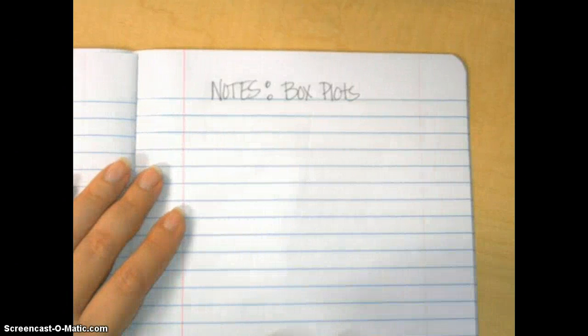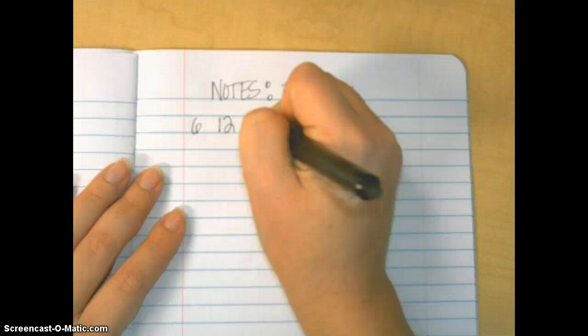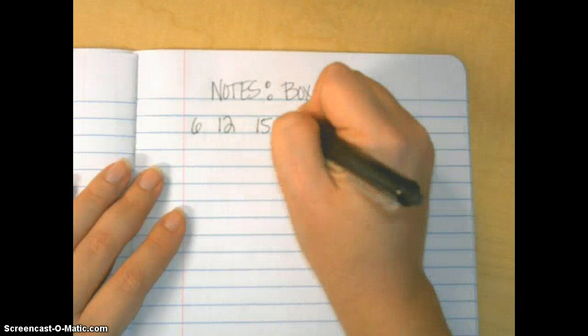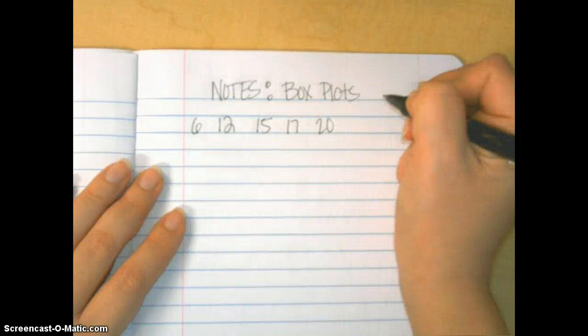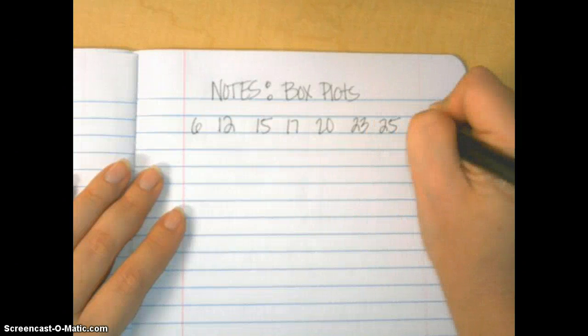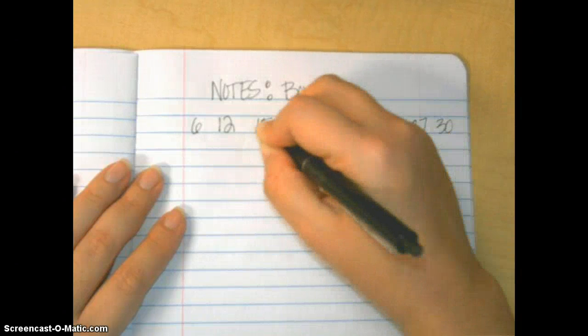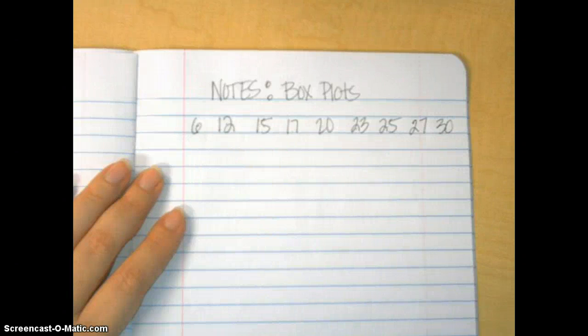So we're just going to pick some random numbers, but I'm actually going to put them in order. So whenever you pick random numbers or you have a set of data, in order to make a box plot, the first thing you need to do is put those numbers in order. So the numbers I'm going to use, and these are just ones I picked, go 6, 12, 15, 17, 20, 23, 25, 27, and 30. 1, 2, 3, 4, 5, 6, 7, 8, 9. Okay, so I have 9 numbers. So these 9 numbers are the data set for my box plot.